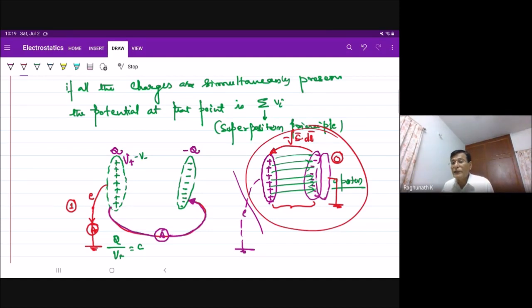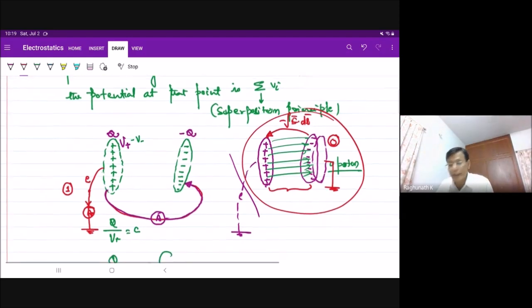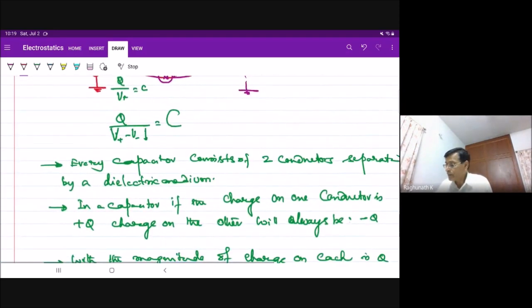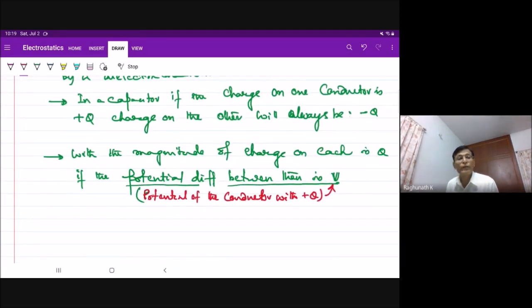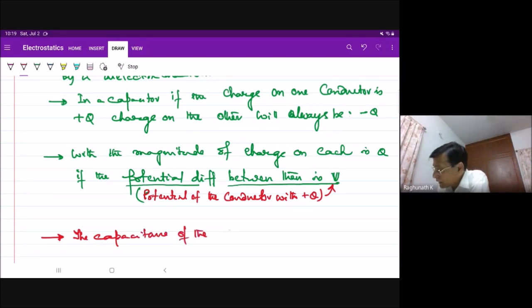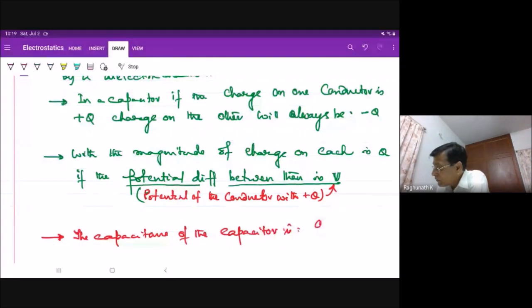Because the negatively charged object is supposed to be at zero potential, taken as reference, this potential difference itself will become the potential of the positively charged conductor. I think you understood this. The capacitance of such a capacitor is Q by V.